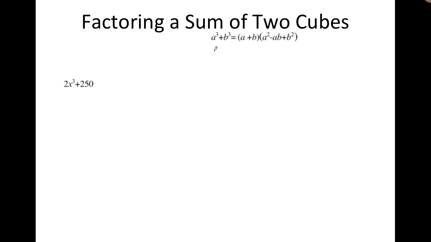That formula looks like this: a cubed minus b cubed factors into a minus b, a squared plus ab plus b squared. I just would like to point out to you that whatever this sign is, this one is the same, this one is the opposite, and this last one is always positive.